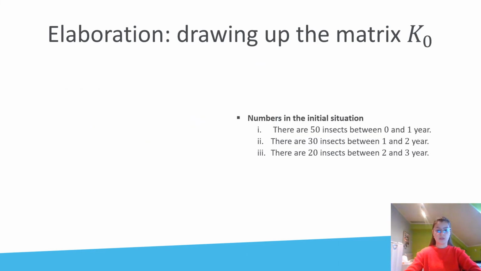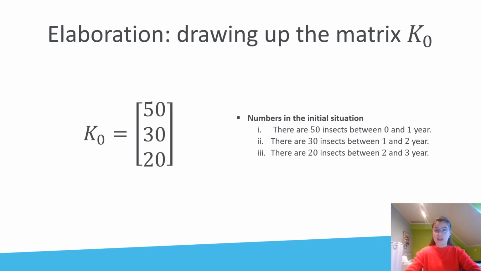Now we set up the matrix associated with the initial state K0. So we look at the numbers from the current state. For this we look at our text. So we see that there are 50 insects between 0 and 1 year. So we write 50 on the first row. We do the same for the other 2 rows. 30 insects are between 1 and 2 years old. In age category 2, we write 30. 20 insects are between 2 and 3 years old, and we write this in age category 3 in row 3. This matrix associated with the initial state has been established.